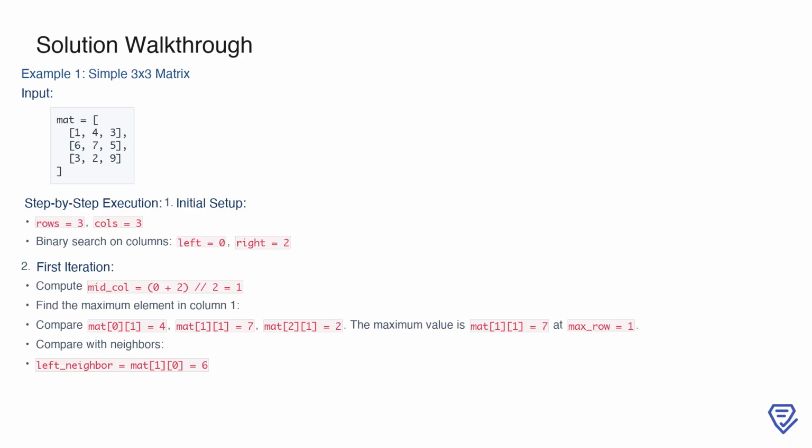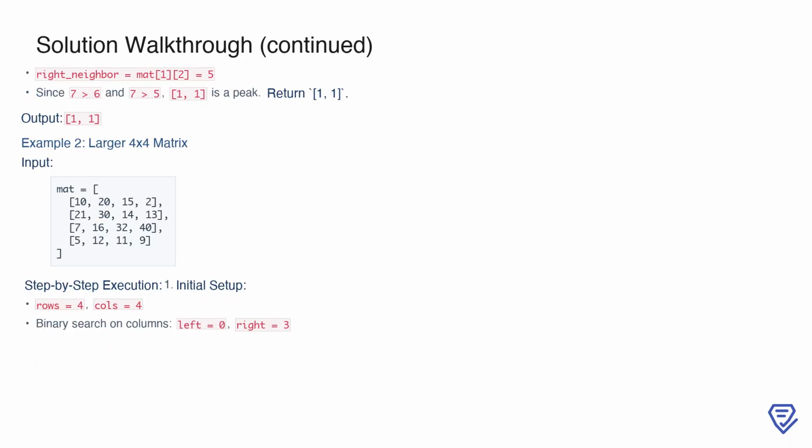Now, we find the maximum element in column 1 by comparing each row in this column. Looking at the values, mat[0][1] equals 4, mat[1][1] equals 7, and mat[2][1] equals 2, we see that the maximum is mat[1][1] equals 7, located at max_row equals 1. Next, we compare this value with its neighbors in the same row. On the left, we have left_neighbor equals mat[1][0] equals 6. On the right, we have right_neighbor equals mat[1][2] equals 5.